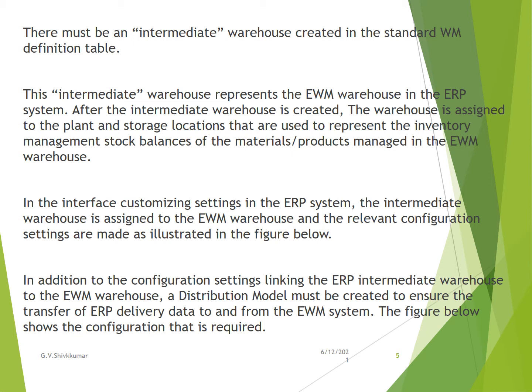In addition to the configuration settings linking the ERP intermediate warehouse to the EWM warehouse, a distribution model is needed. I hope those who are already into ECC can easily understand. We have the BD64 transaction for setting up the distribution model between the two systems. If you want to connect ECC, earlier those who worked in SRM know the ECC SRM integration, ECC APO, and now ECC EWM.